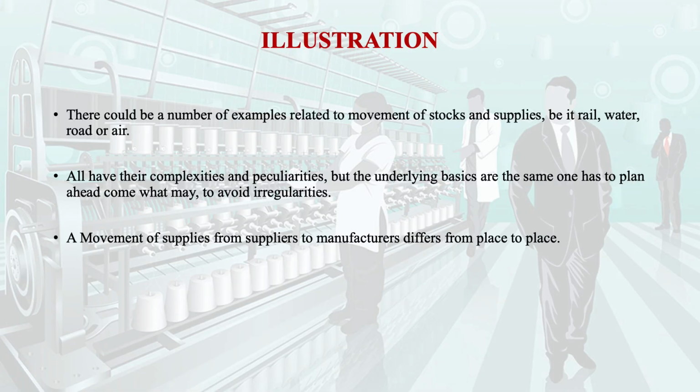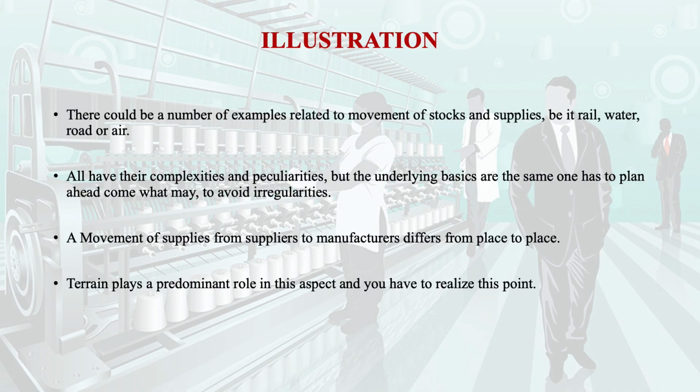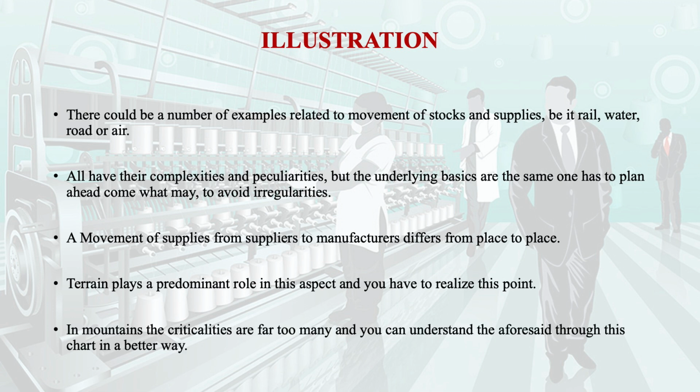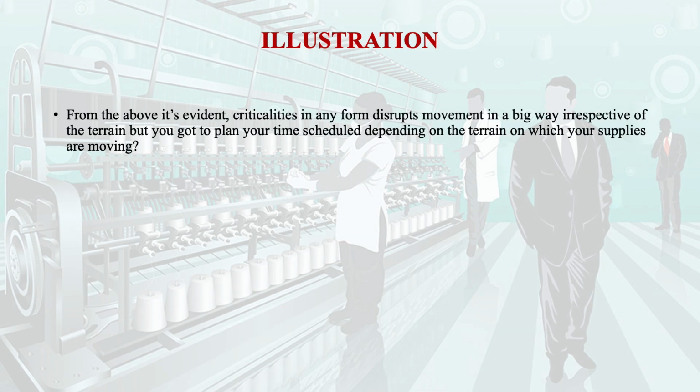The movement of supplies from supplier to manufacturer differs from place to place. Terrain plays a predominant role in this aspect, and you have to realize this point. In mountains, the criticalities are far too many, and one has to understand them for better management of logistics and supply management. From the above, it is evident that criticalities in any form disrupt the movement in a big way, irrespective of terrain.